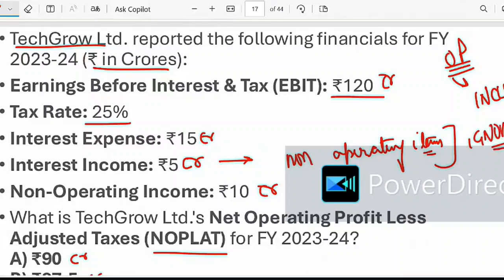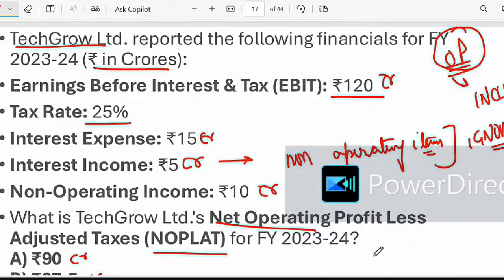Have you understood my question? We are interested in calculating the operating profit. Should we include a non-operating item like interest income? Yes or no, that is our question. And NOPLAT basically means net operating profit. That is what we are interested in.